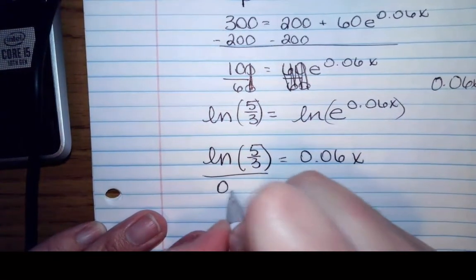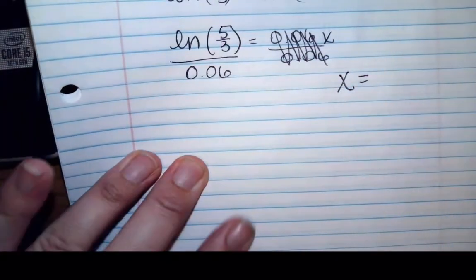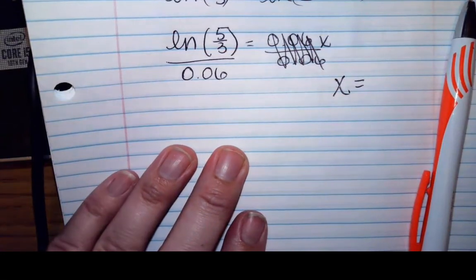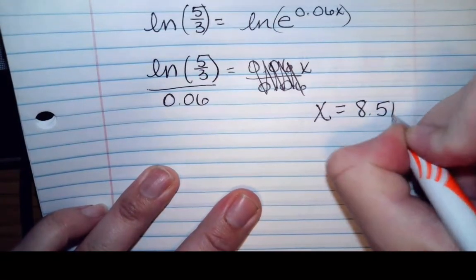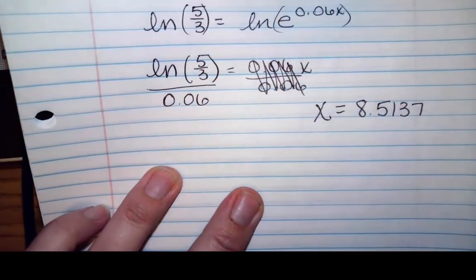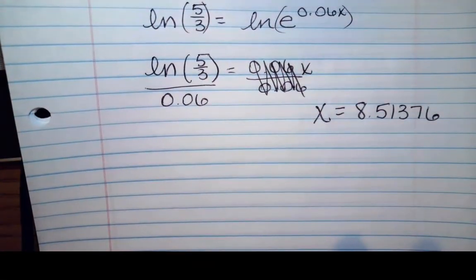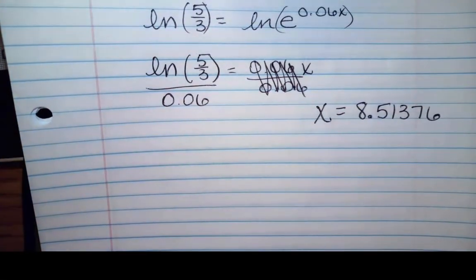Divide both sides by 0.06. Any number divided by itself is 1. And I'll find out that x equals the natural log of 5/3, find out what that is, divided by 0.06, which gives me 8.51376. Okay. So remember that we're reporting in hundreds. So it's not 8.51, it's 851 mattresses.